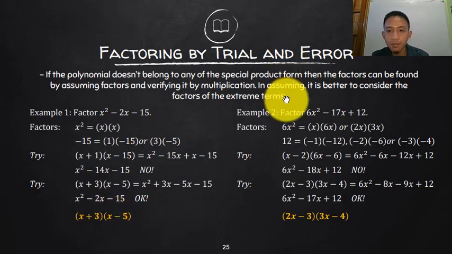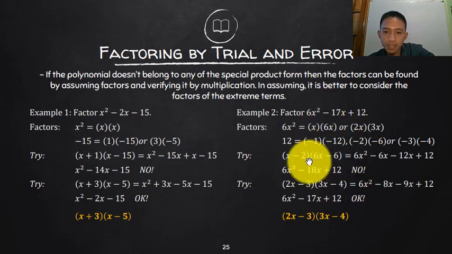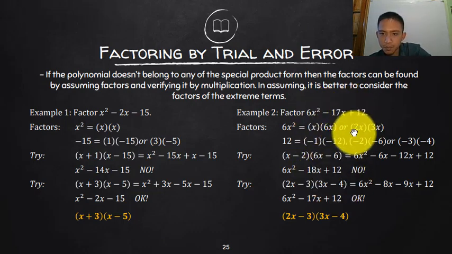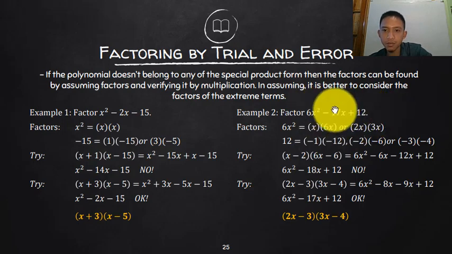Let's have one more before I end this discussion: 6x squared minus 17x plus 2. There is no other way to pinpoint if this is a sum or difference. You cannot figure out that this is a perfect square. Let's say it is a perfect square. Let's try to check.